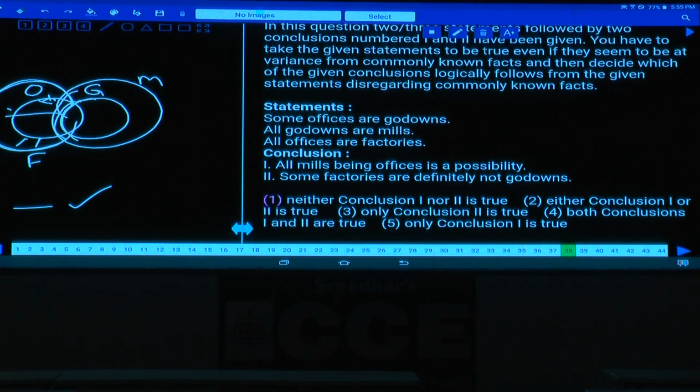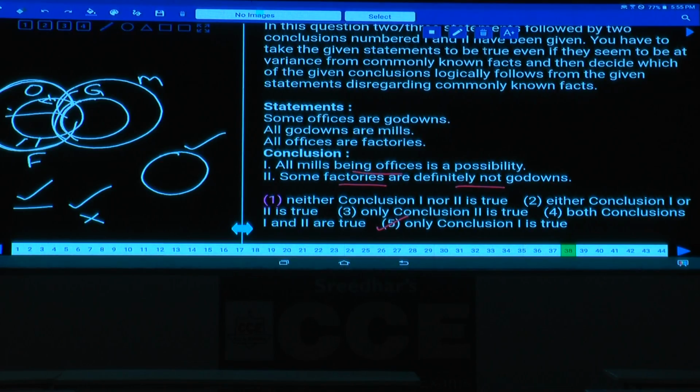To make this one false, we should prove all factories are godowns. Tell me whether we can prove that or not. All factories are godowns, because all the statements are affirmative, we can write it as a single diagram. If you draw this single diagram, all factories are godowns is true. Hence the alternate diagram is proven, so this will be false. Then coming to the first one, all mills being offices, is it possible in this diagram or not? It is possible. Hence, what is your answer? Only one follows, choice 5. Question number 38, it is choice 5.